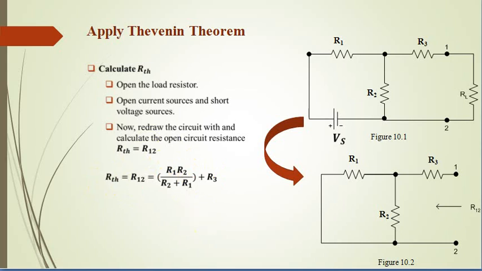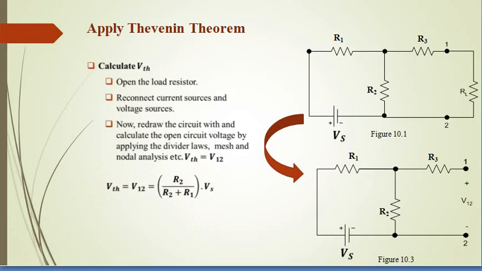After calculating the R Thevenin, the next target is to calculate the V Thevenin. Here are the steps to find the V Thevenin. Again, here is your original circuit, and the first step is the same: remove your load resistance. We remove this load resistance from points 1 and 2, and then you are not supposed to short circuit or open circuit the voltage or current source, respectively.